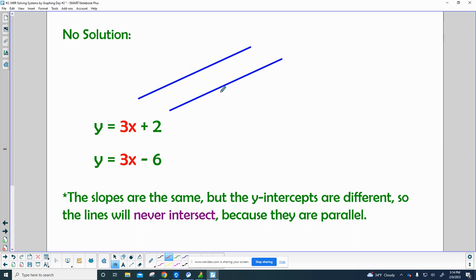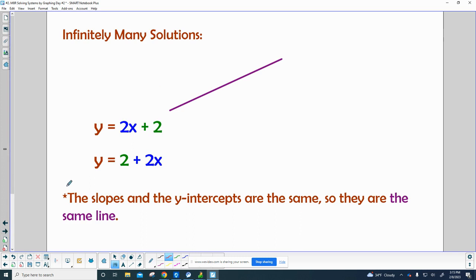Okay, now take a look at this. Here's a couple of lines that are parallel. If you have two parallel lines, right away you can tell me that there's no solution. But you can also tell, if you just have the equations, by looking to see that the slopes are the same but the y-intercepts are different. That means they're going to look like these parallel lines, but not cross in the same spot. So they never intersect, and so there would be no solution.